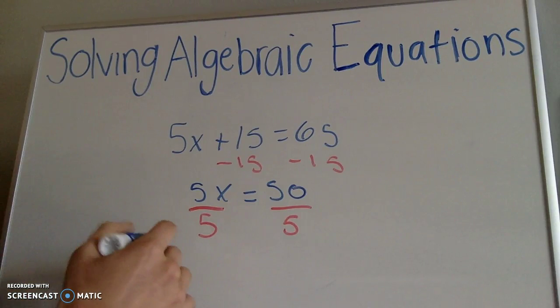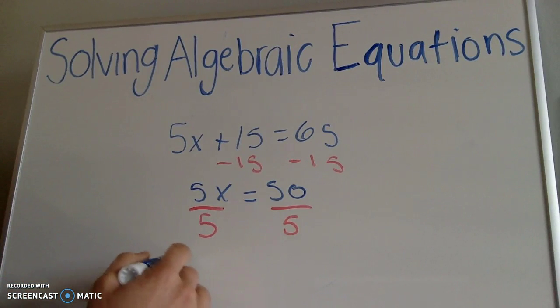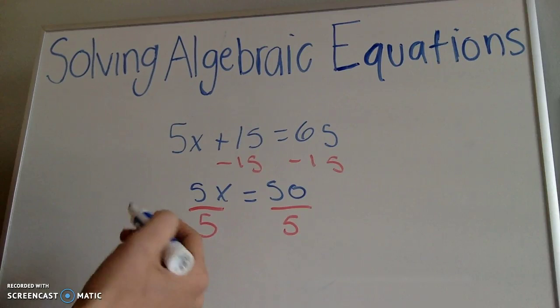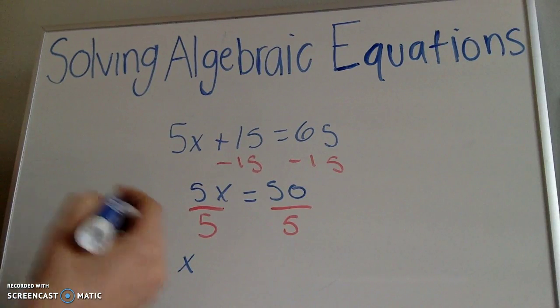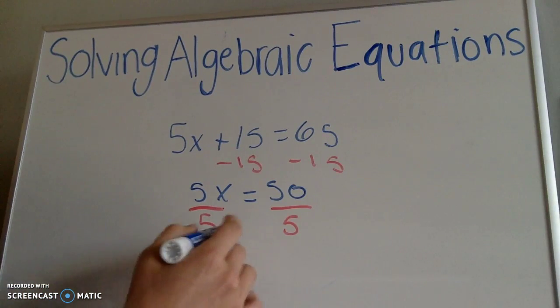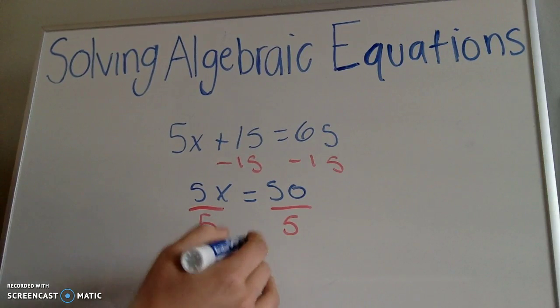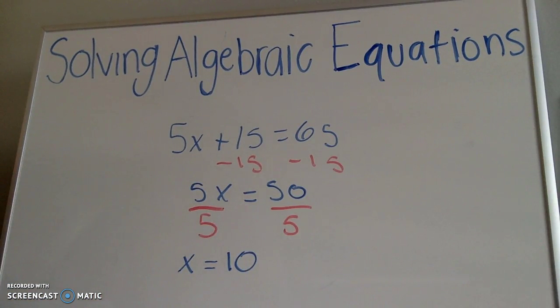So for this, we get 5x divided by 5 is x, because any number divided by itself equals 1, which can be represented with no number. And then equals 50 divided by 5 equals 10. So therefore x equals 10. We have solved this algebraic equation.